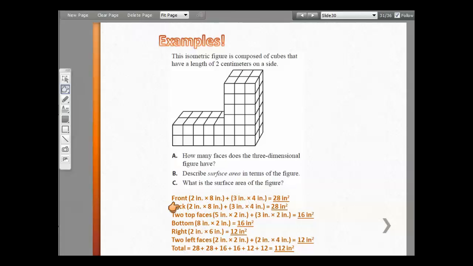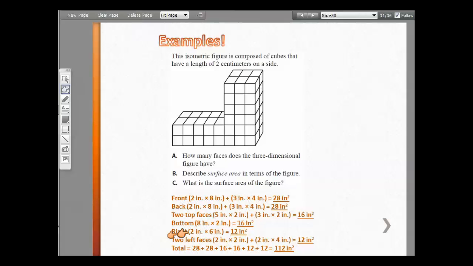The back is going to be exactly like the front in this picture. Now for the 2 top faces, I'm going to have 5 by 2, which is 1, 2 and then 1, 2, 3, 4, 5. And then up here you've got 3 by 2. Add those up or multiply them and then add 16. Your bottom's going to be the same. We can't see it, but we can tell what the cubes are. We know it's 2 cubes for your width, 8 cubes for your length, and length times width is 16.